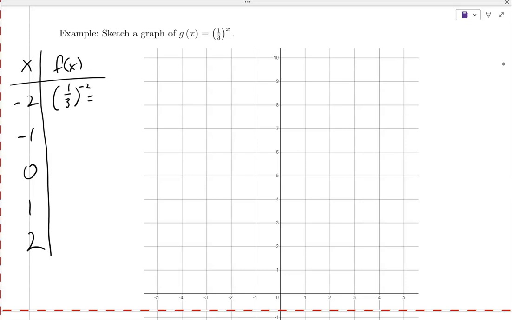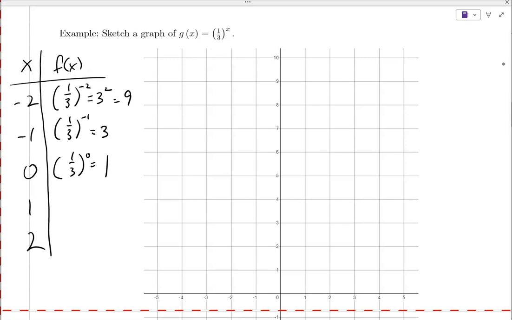What does the negative exponent tell you to do? Use the reciprocal, so this becomes 3 squared, right? What do you get? 9. When you put in -1, you get 3. When we put in 0, we get anything to the 0 power is 1. Yeah, good. There you go.